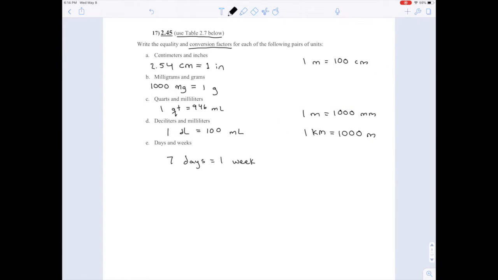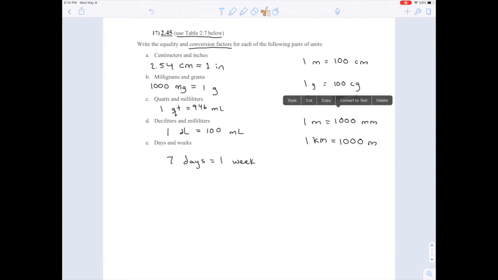Centi, the prefix centi means 100. So if you had centigrams, that would be 1 gram. Again, centi is 100. So if you had centiliters, that's 1 liter. So you could see how that centi is really giving you a relationship for lots of different base units like meters, grams, or liters.